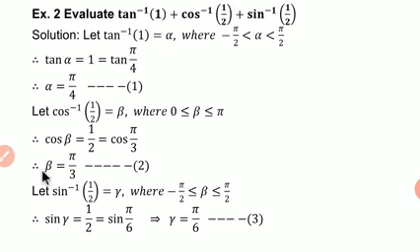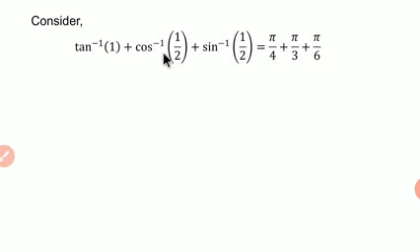The value for cos inverse 1 by 2 is equal to pi by 3 and the value for sin inverse 1 by 2 is equal to pi by 6. And so now consider the term whose value we have to find. That is, consider tan inverse 1 plus cos inverse 1 by 2 plus sin inverse 1 by 2. Substituting the values of these three terms from relation number 1, 2 and 3, we get it is equal to pi by 4 plus pi by 3 plus pi by 6. Now simplify this, means take this addition.